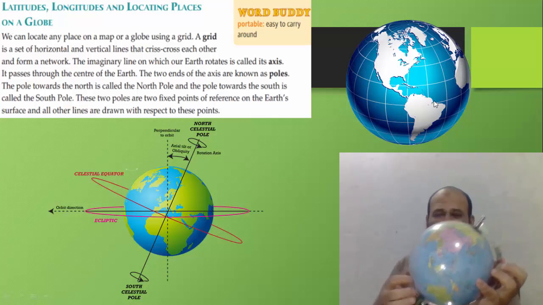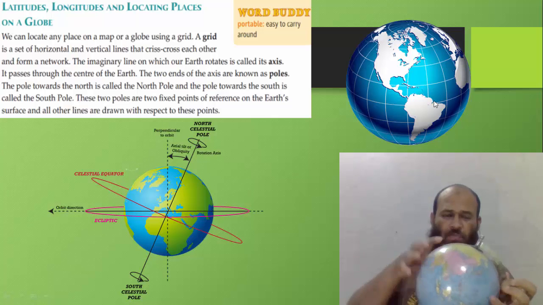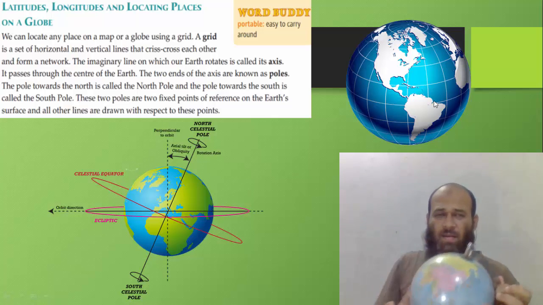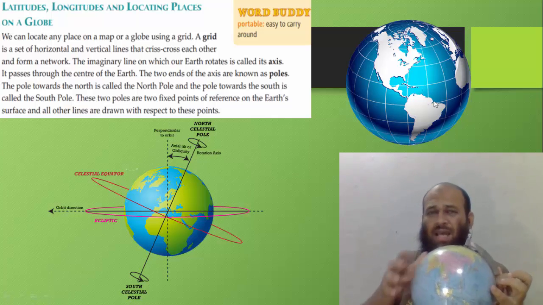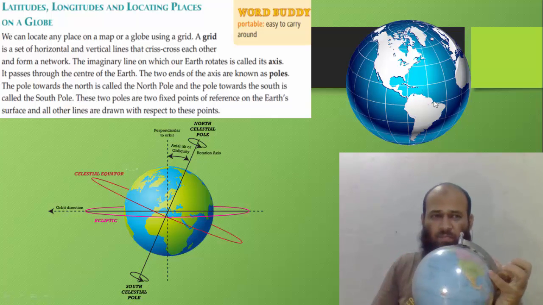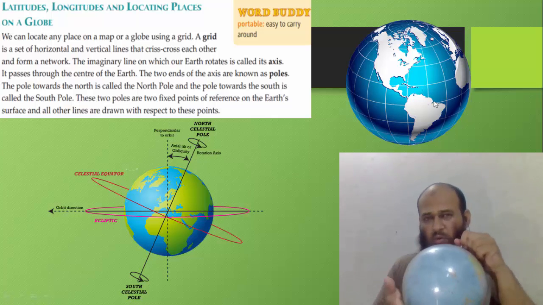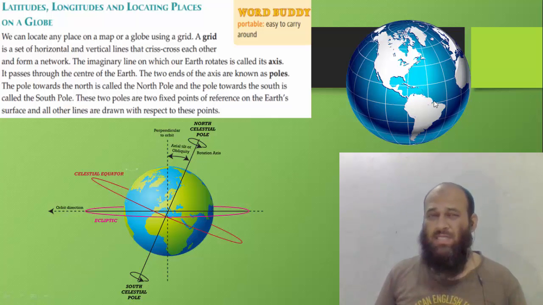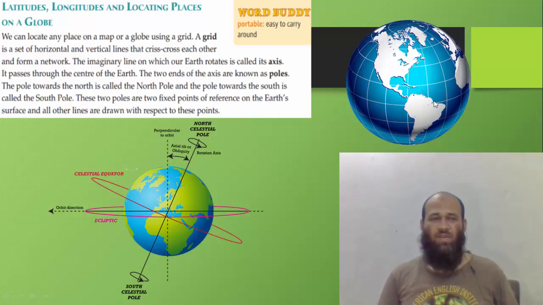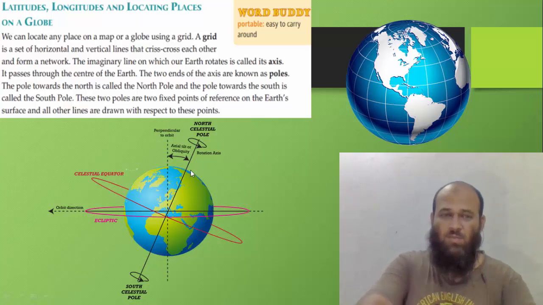The imaginary line on which our Earth rotates is called its axis. There's one imaginary line over here from the center, from North Pole to the South Pole. It passes through the center of the Earth. The two ends, this top portion and this bottom portion, are called poles. The pole towards the north is North Pole, and the pole towards the south is South Pole, of course. These two poles are two fixed points of reference on the Earth's surface, and all other lines are drawn with respect to these points.